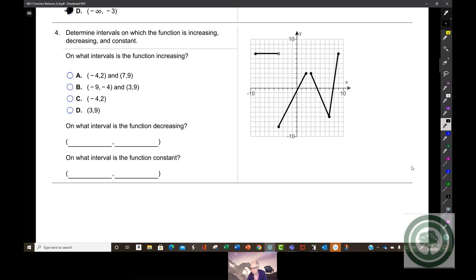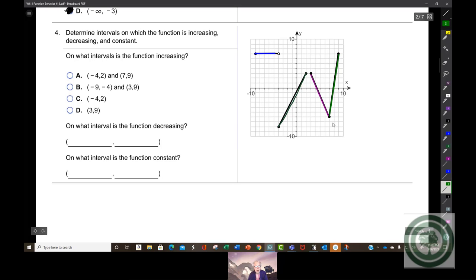First, let's color code this. Constant. Maybe not. Constant. Increasing. Decreasing. Increasing. And look at those nice solid dots.